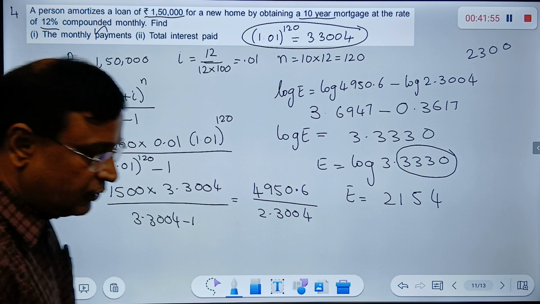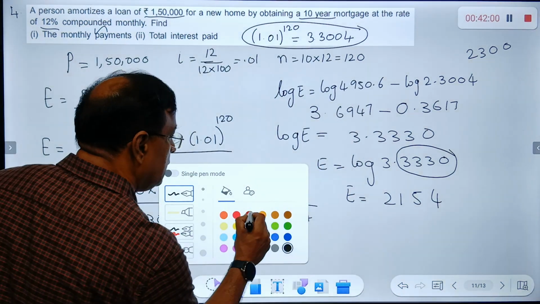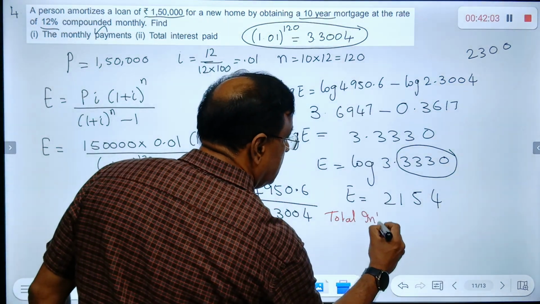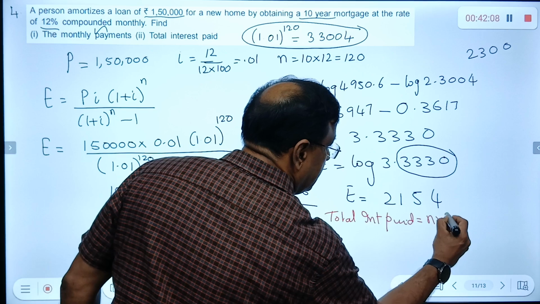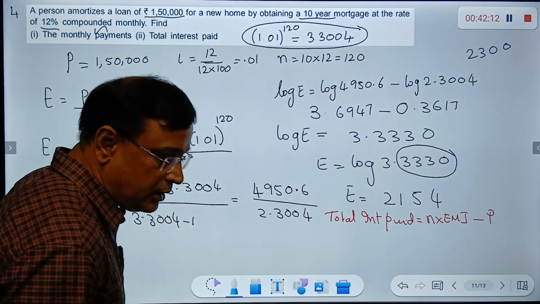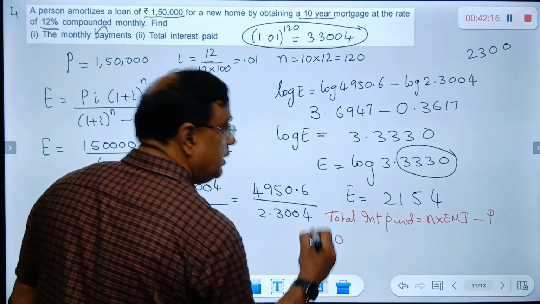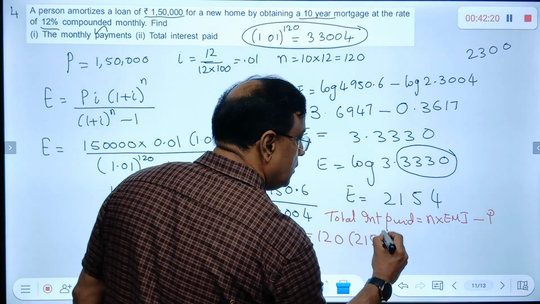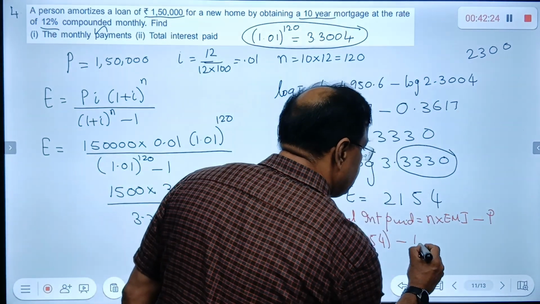Now question is, what is the total interest paid? Okay, now what is the total interest paid formula? Total interest paid is N into EMI minus the principal. Correct? Now N is the number of tenure, 120. And what is the EMI? 2154 minus what is the principal? My principal is 1,50,000.